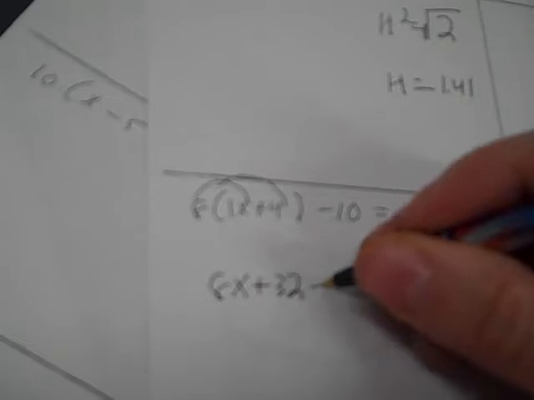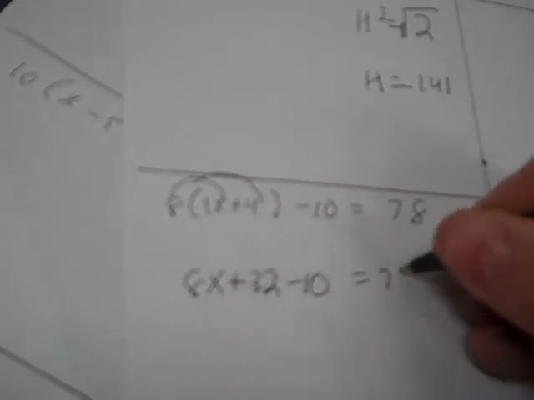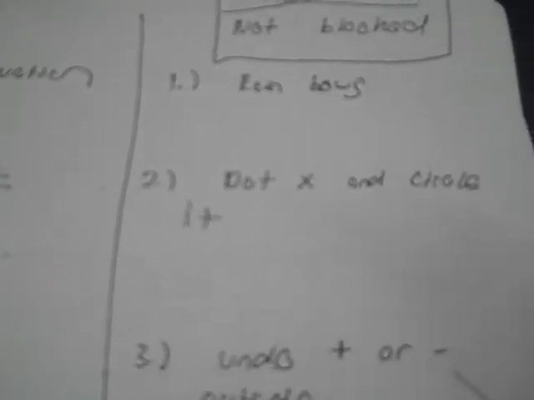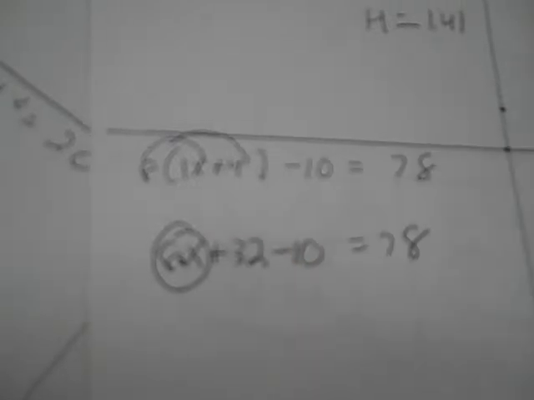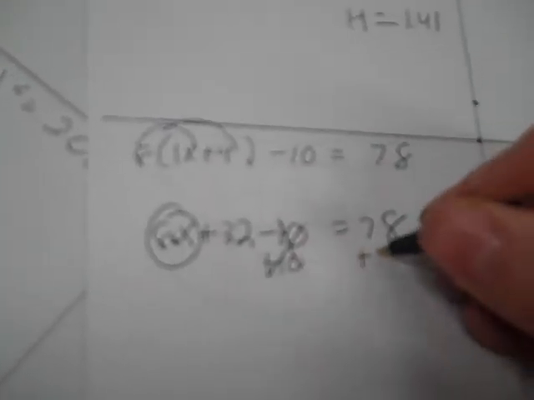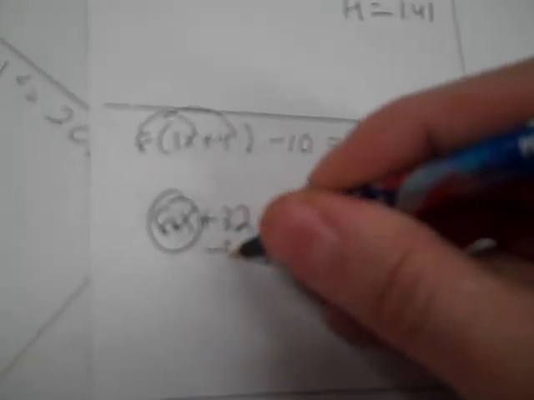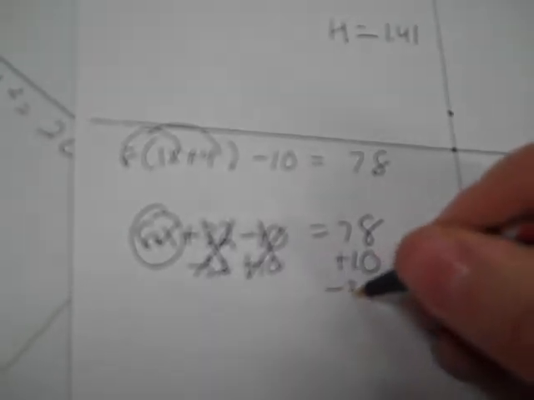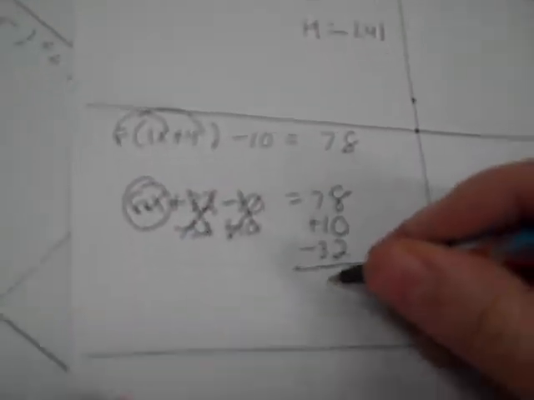Then we also have the minus 10 equals 78. Now dot the x and circle it. Now you have to undo your plus or minus, and you have 2 of them to undo. So first we'll start here, plus 10, plus 10. Then at the same time, before I figure that out, I need to minus 32, minus 32. Then I underline. So 78 plus 10 minus 32 is 56.